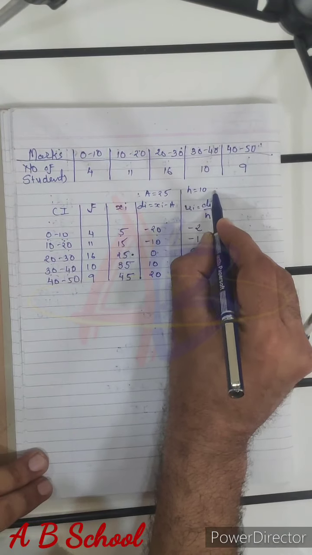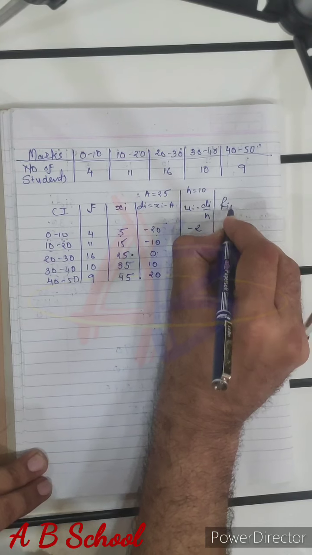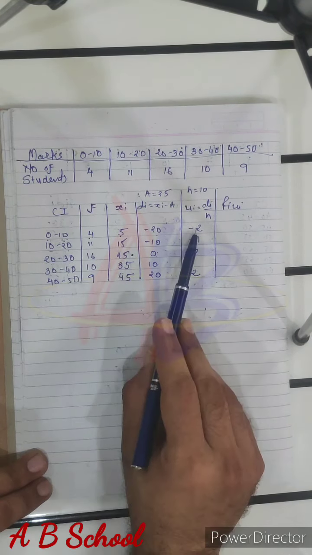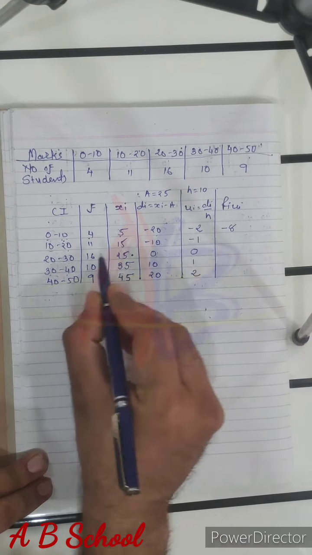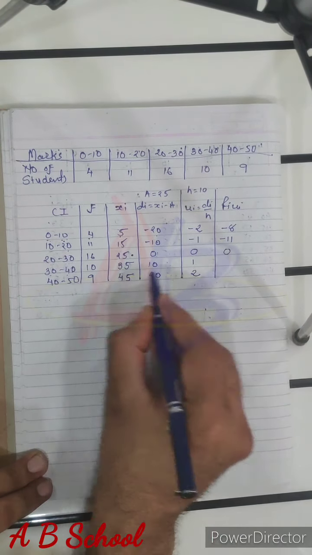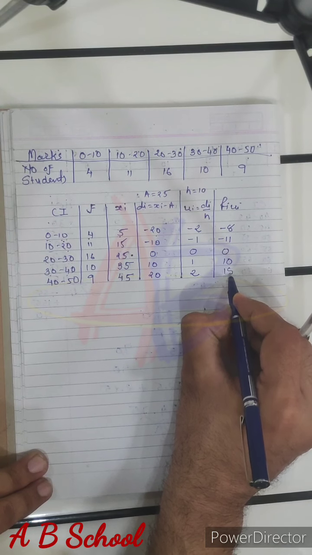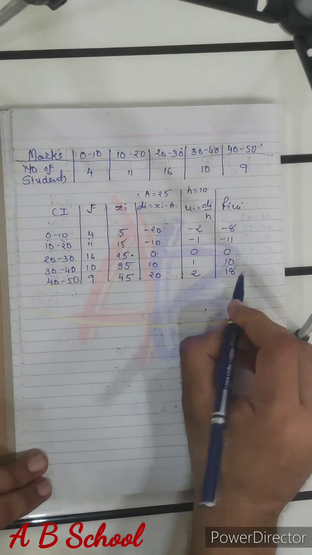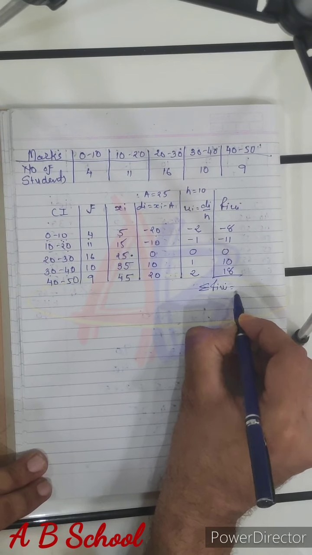Now as we used to follow, the multiplication of fi ui. So I need to multiply f and u. So 4 2s are minus 8, 11 1s are minus 11, 16 zeros are 0, 10 1s are 10, and 9 2s are 18. So this is my fi ui. Now I need to obtain summation fi ui from here.